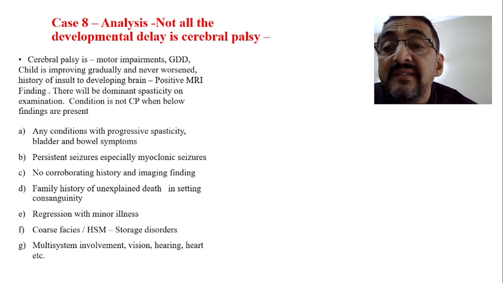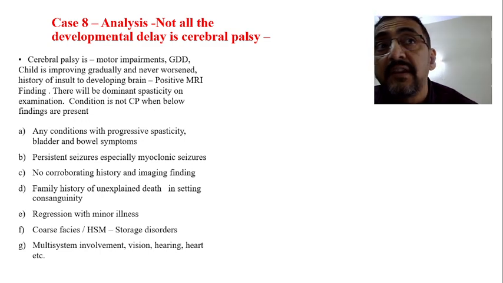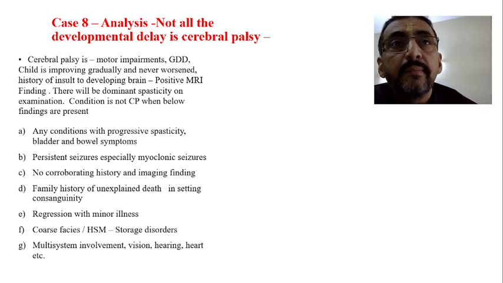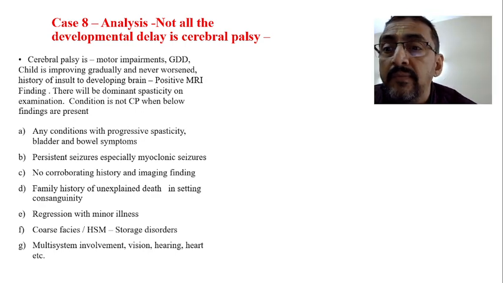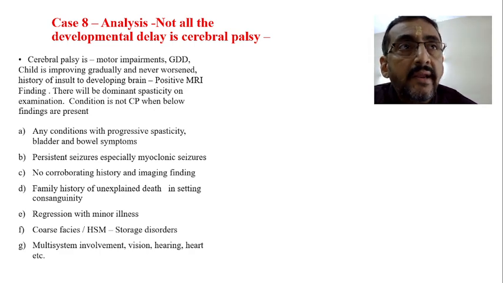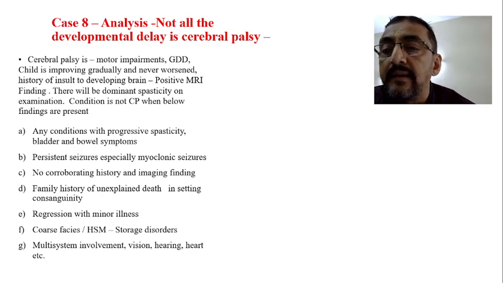Number two, persistent seizures, especially myoclonic seizures. If there is presence of seizures, no, it is not CP, especially myoclonic seizures. Then, no corroborating history and imaging findings. MRI and CT scan are not suggestive of such things. There is no cerebral atrophy or some other damage, etc.